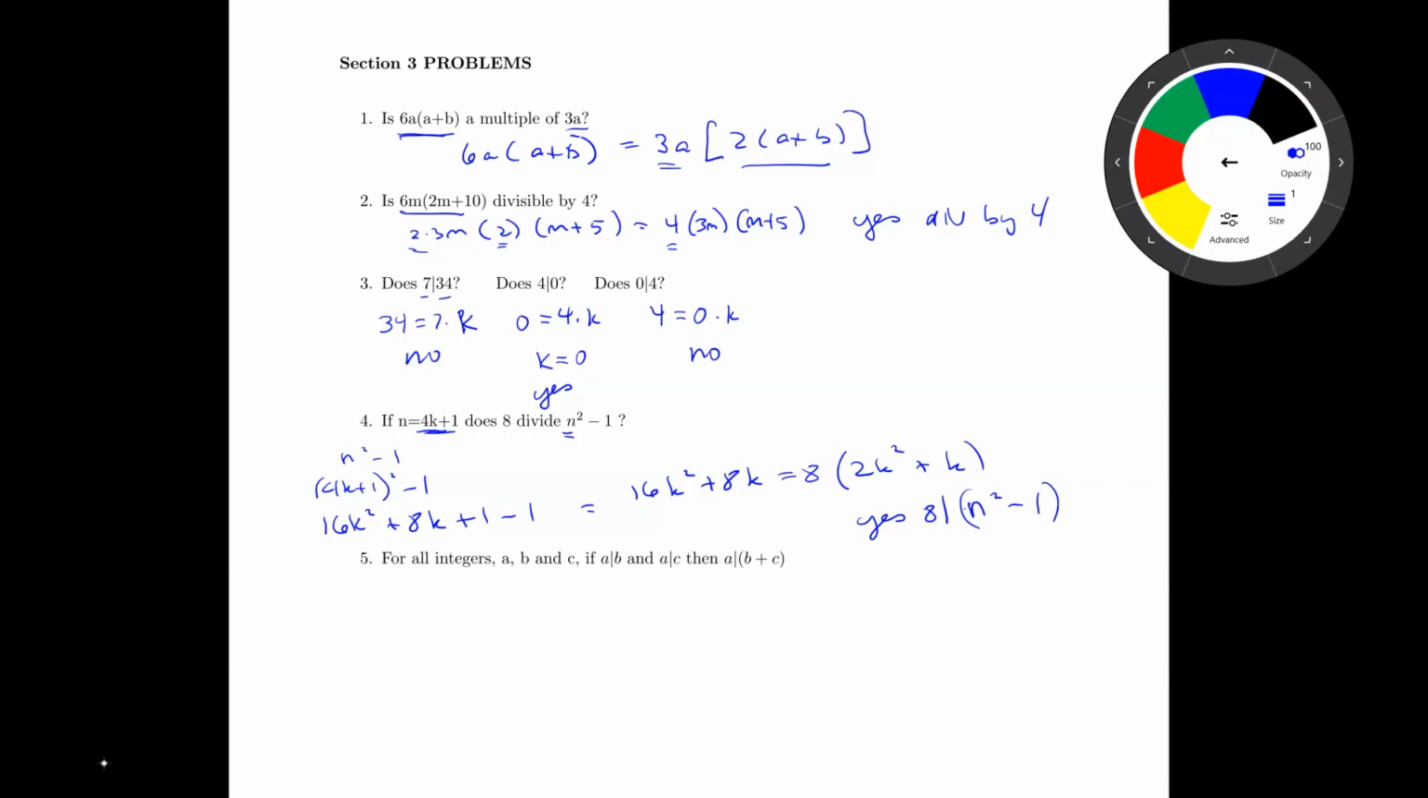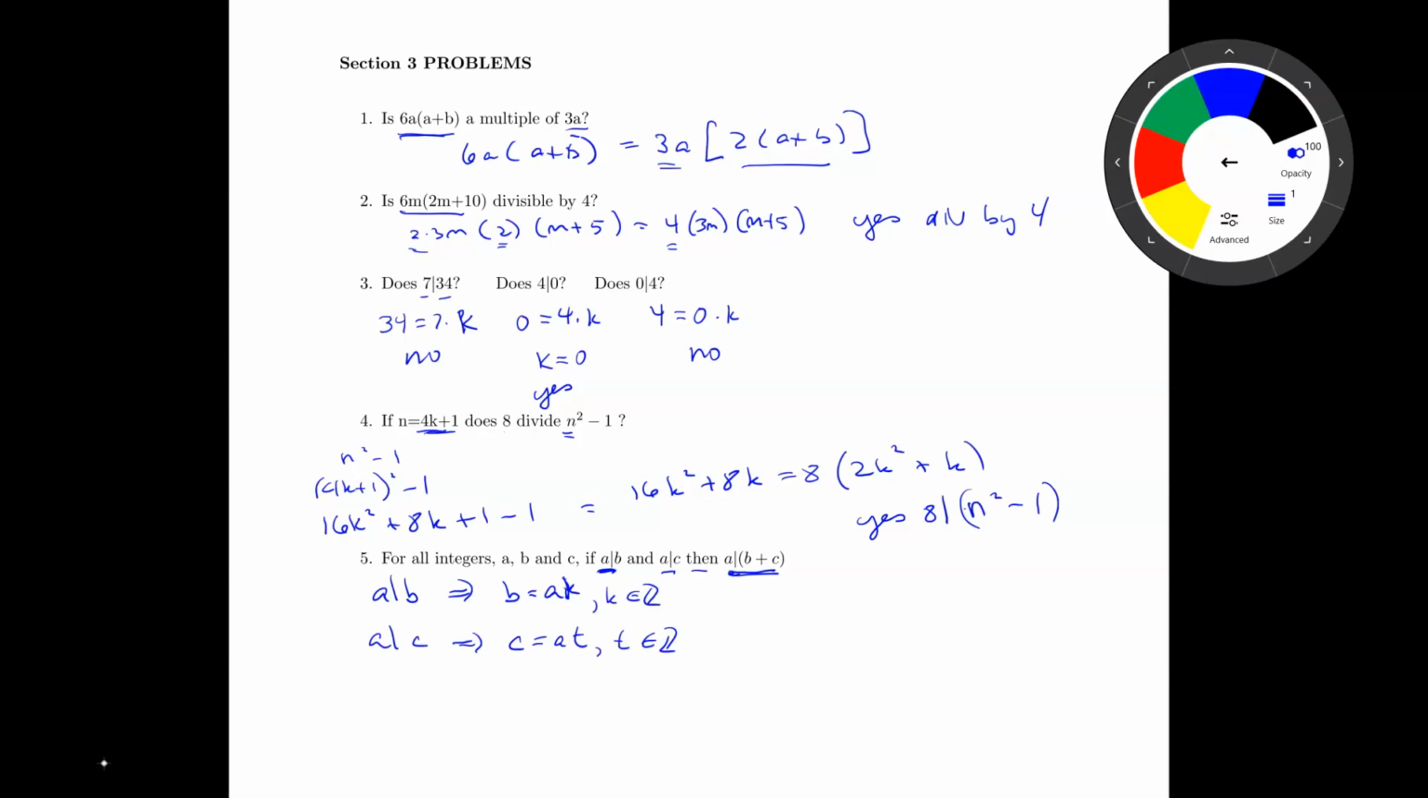Okay. What about this? If a, b, and c are all integers, if a divides b and a divides c, show that a divides b plus c. Okay, so let's go slow. We have to take what each of these means. a divides b means b is equal to ak, where k is an element of the integers. a divides c means that c is equal to a times t. Again, remember, you have to use a different letter, where t is an element of the integers.